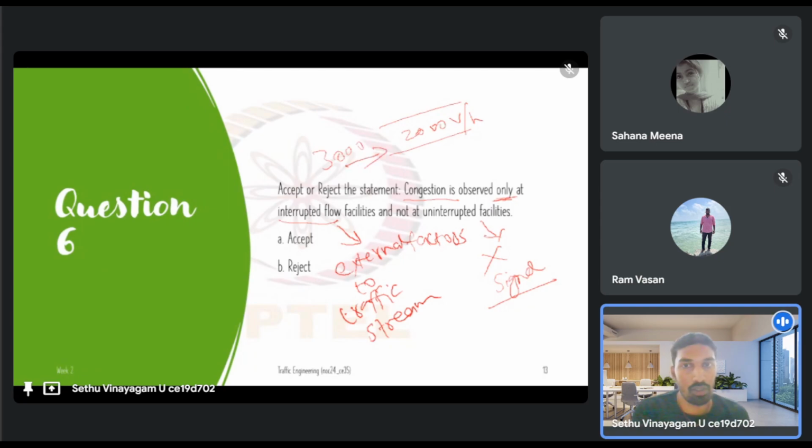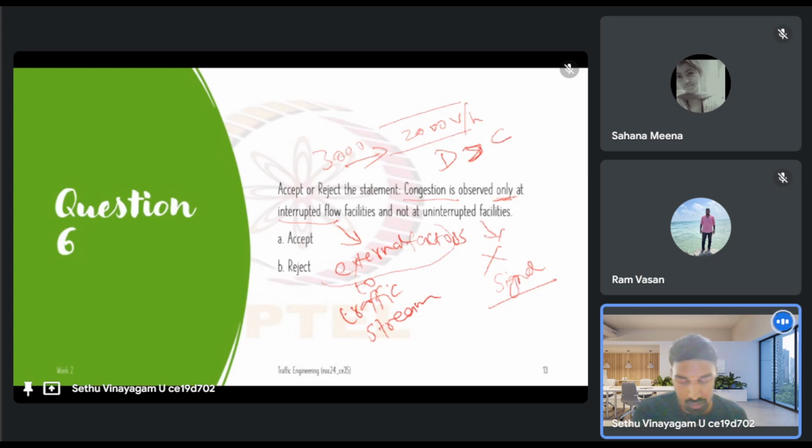The speed is going to drop down. It's going to get congested, right? So when the demand exceeds the capacity, you will always face congestion, right? This is not dependent on whether or not you have an interruption, right? If there is an external factor, congestion will be present when that factor is working.